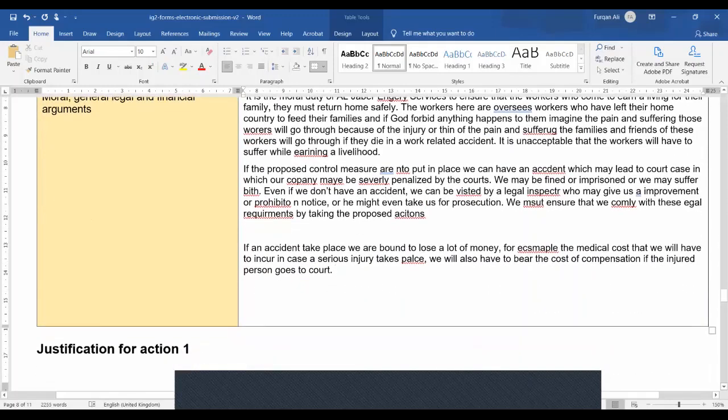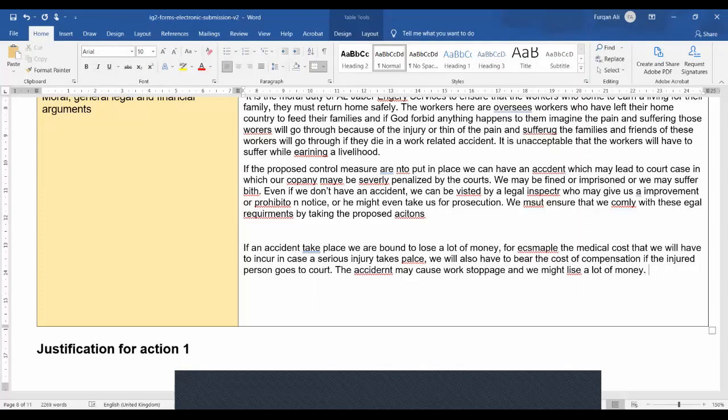So you need to give financial arguments. What are the financial arguments we can give? The accident may cause work stoppage and we might lose a lot of money.